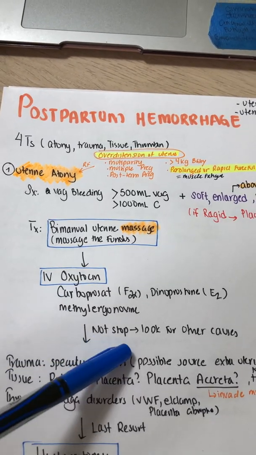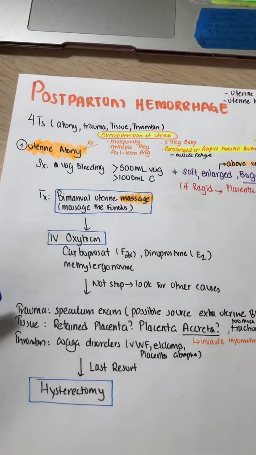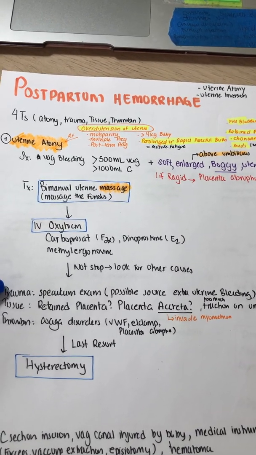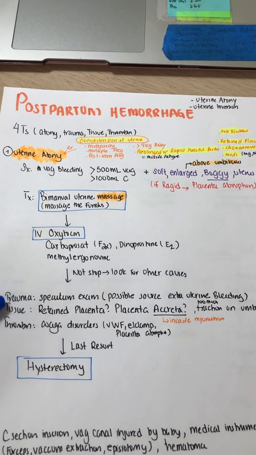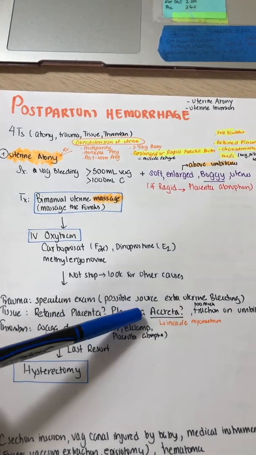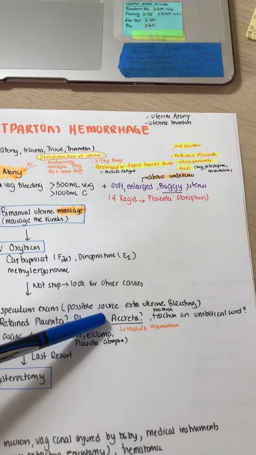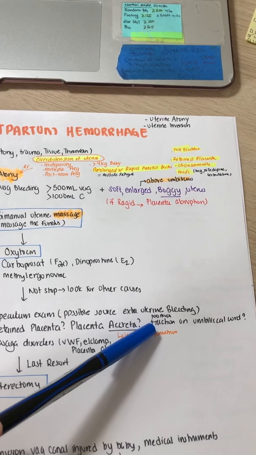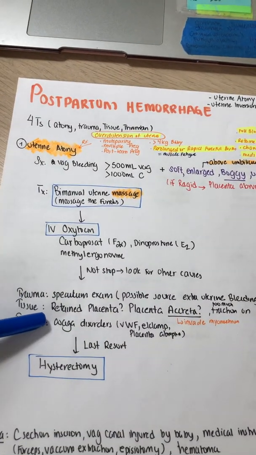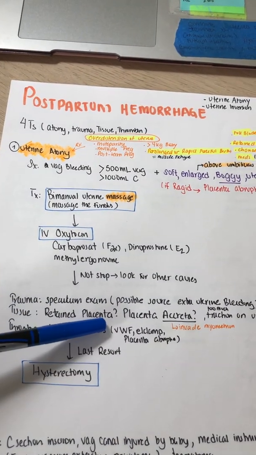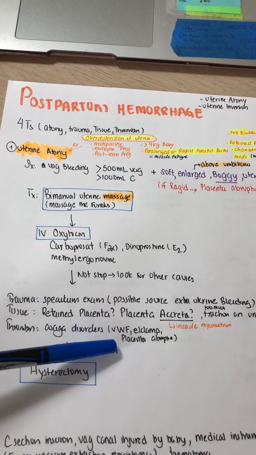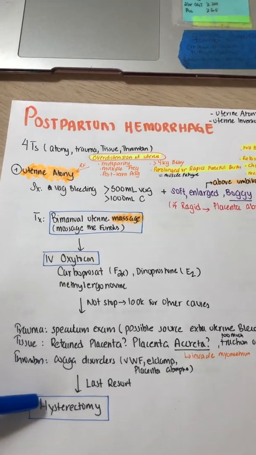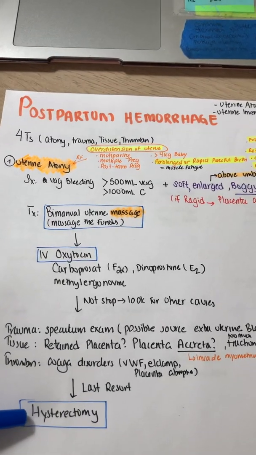If not, then you have to look for other causes, right? So the four Ts. Trauma, how do you look for trauma? You look for trauma with a speculum examination. Tissue, is it retained placenta? Most commonly, placenta accreta. You have to see, are we putting too much traction on the umbilical cord? Thrombin, coagulation disorders, any kind of von Willebrand disease, eclampsia, placental abruption. Last resort, if the bleeding doesn't stop, then you do a hysterectomy, right?